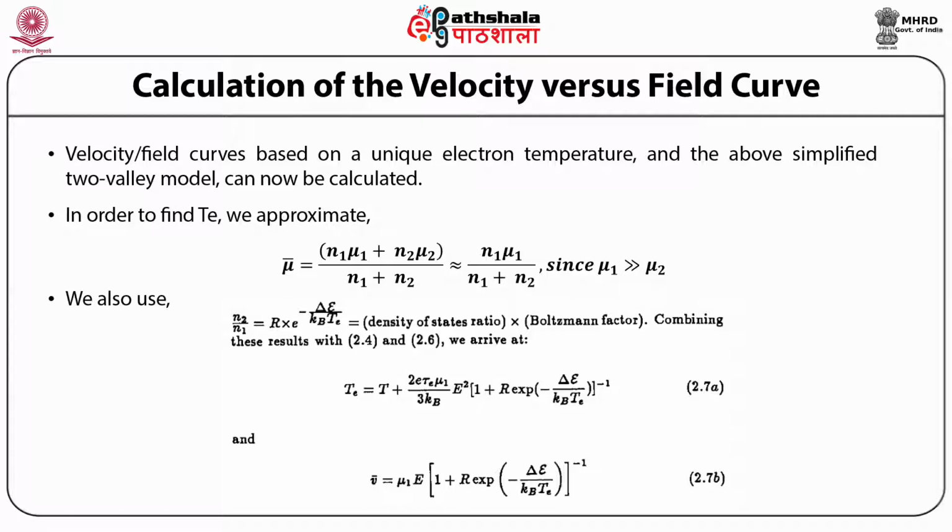So now if we combine these two equations, then we get T_E will be equal to capital T plus (2 tau_E mu_1 by 3 k_B) multiplied by E square multiplied by [1 plus R exponential(minus delta E divided by k T_E)] to the power minus 1, and V bar equal to mu_1 E multiplied by [1 plus R exponential(minus delta E by k T_E)] to the power minus 1.